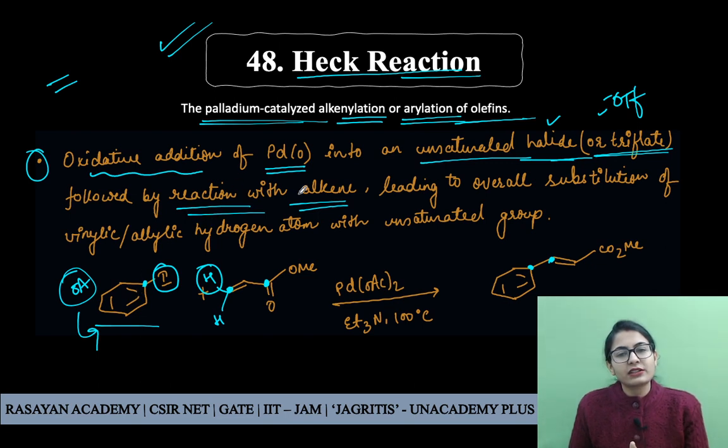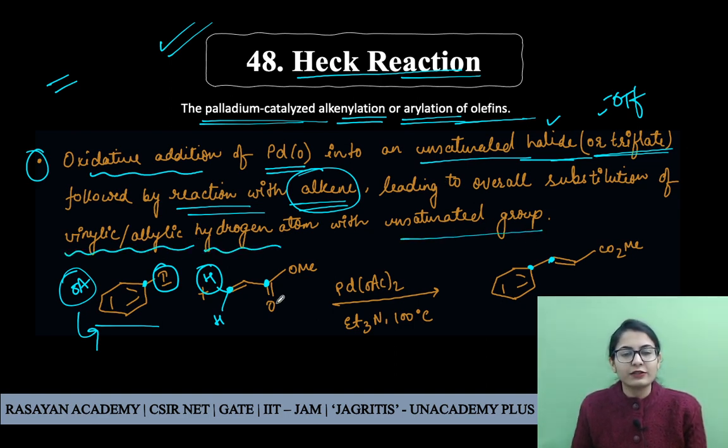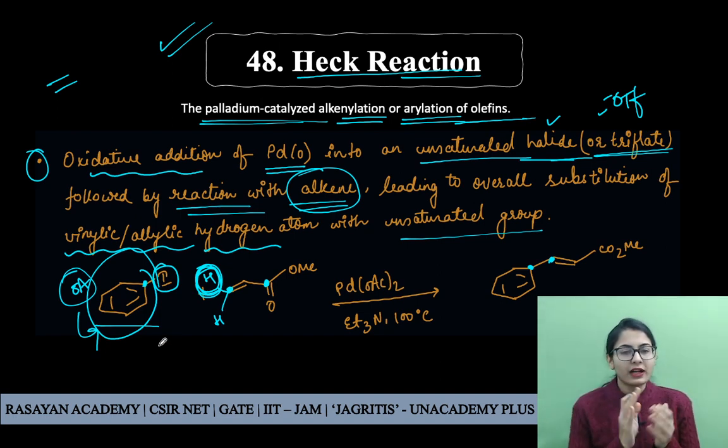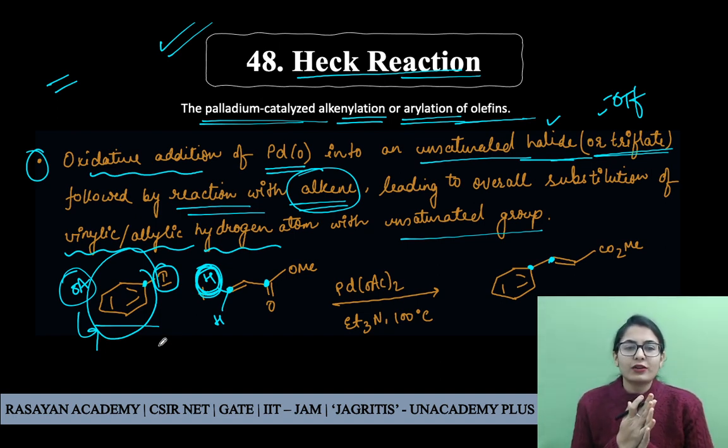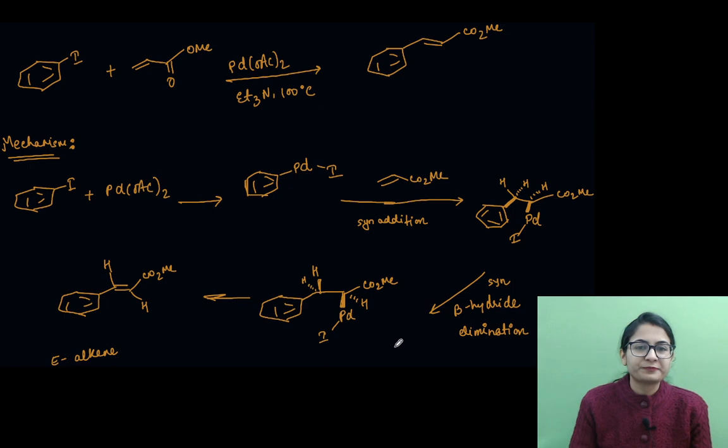Then addition with alkene, leading to overall substitution of a vinylic or allylic hydrogen atom with an unsaturated group. So exactly what we are doing, we are replacing one hydrogen atom with an unsaturated group like this, and specifically this is for your unsaturated halide, your vinyl halide or phenyl halide, something like that, right? So here you have palladium acetate, palladium in the 2 plus oxidation state, and triethylamine, which is your base.